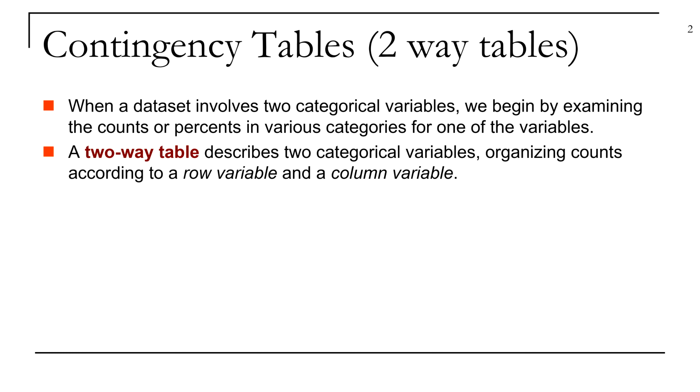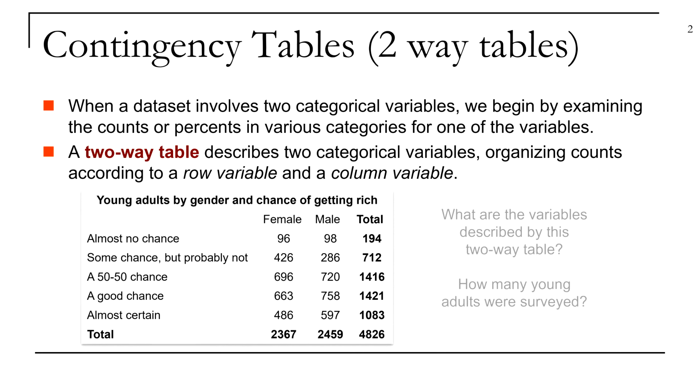No one exactly knows why they're called contingency tables. It's when we have two categorical variables. And essentially, a contingency table is a table of counts with two categorical variables. You have rows and you have columns.